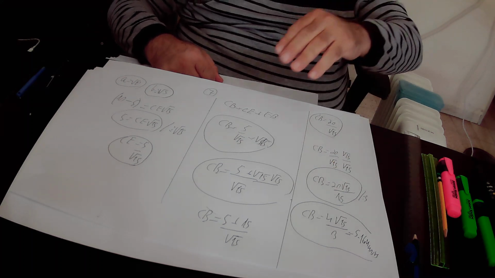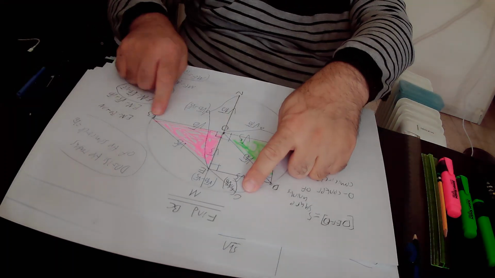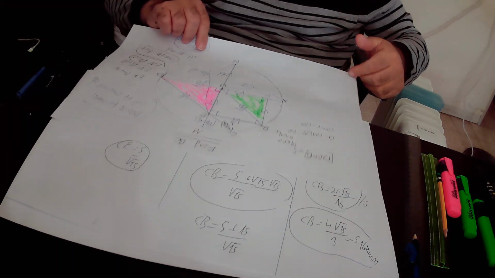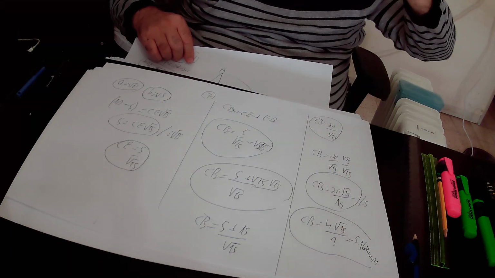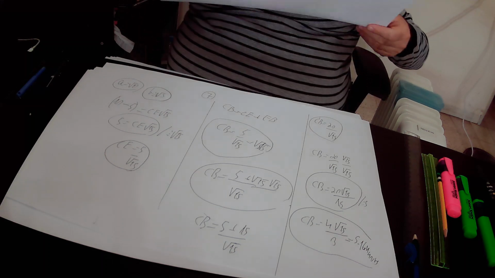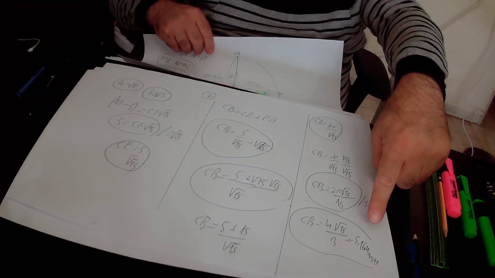So in conclusion, the length of this chord called CB is equal to either 4 times square root of 15 over 3 units, or in terms of numbers, the length of this chord called CB is equal to 5.164 units.